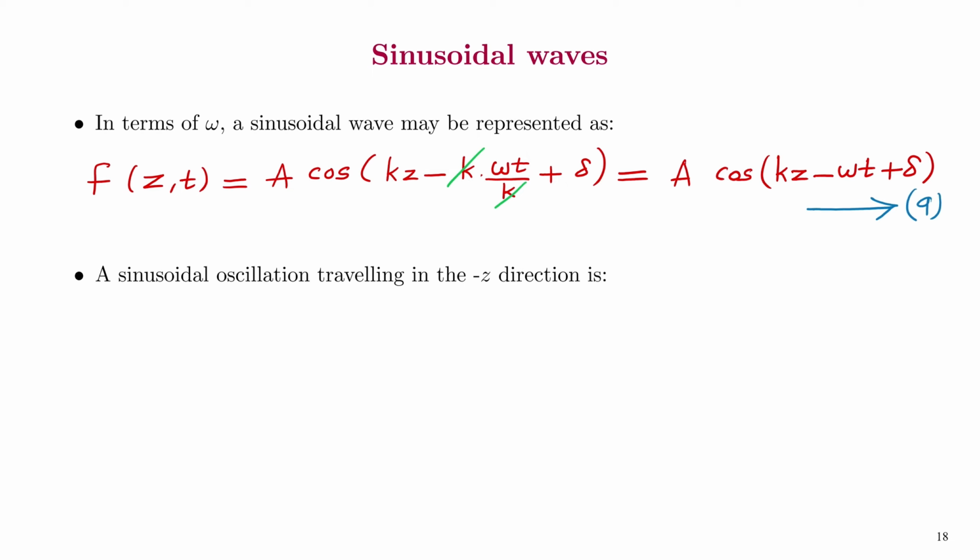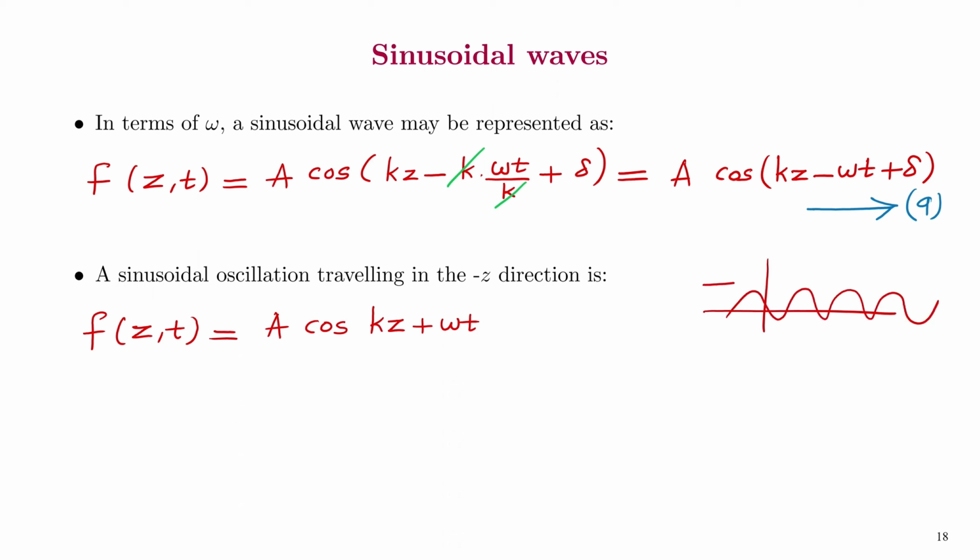A sinusoidal oscillation traveling in the negative z direction can be represented as f(z,t) equal to A cos(kz...). Now the sign of omega t has to be positive, because the wave is traveling in the negative z direction with a velocity negative v. Therefore, the second term has to be plus omega t, and the phase constant has to be reversed. That is, it has to be negative delta.